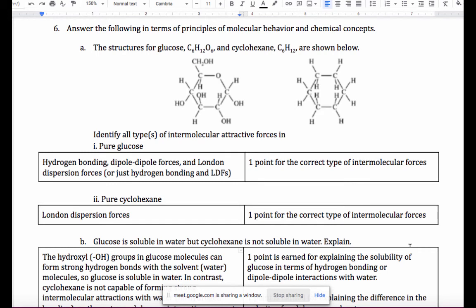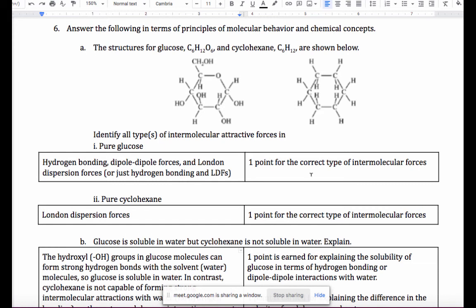For number 6, answer the following in terms of principles of molecular behavior and chemical concepts. Part A, they give us glucose and cyclohexane. Glucose is the one that has oxygen in it. Cyclohexane is just C6H12. It says identify all types of intermolecular attractive forces in glucose and cyclohexane.